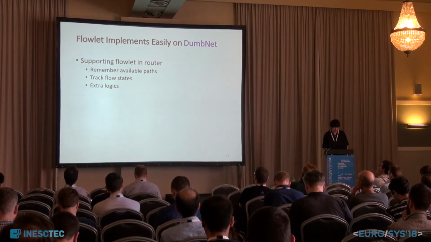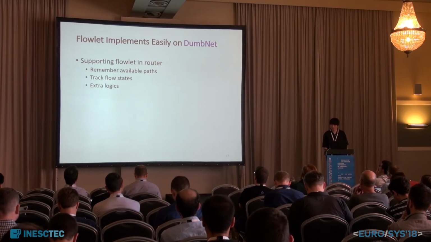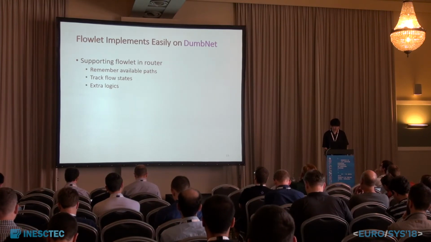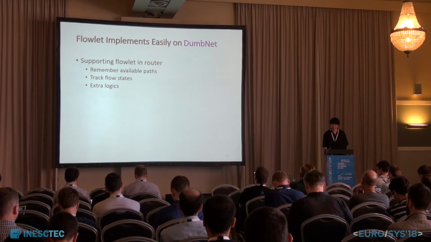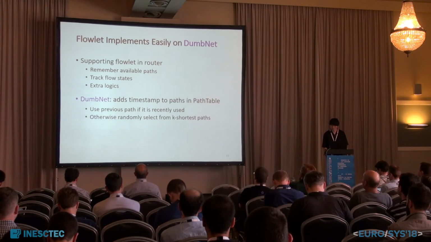Let's use flowlet as an example. Previously, if you wanted to support flowlet in a router, the router needs to remember available paths, track flow states, and also some extra logic. All of those things make the router very complicated, and maybe you need to upgrade your router to a new one. But in DAMnet, it is very simple.